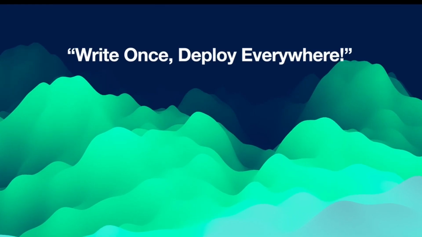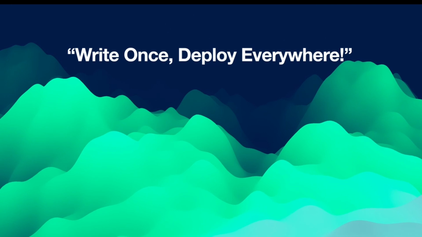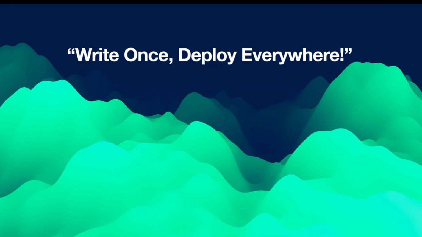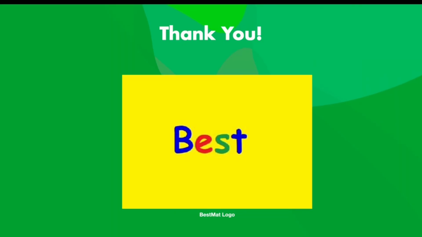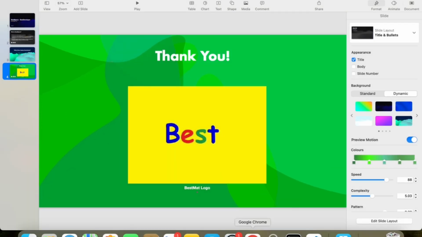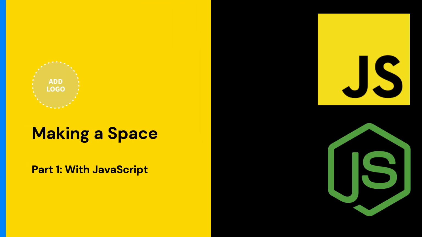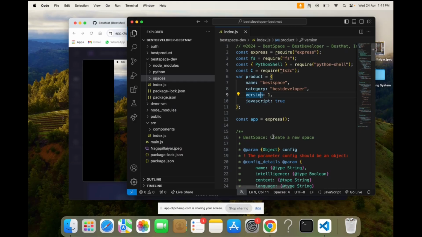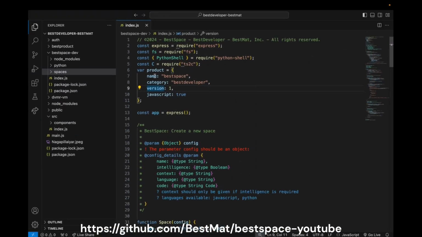As you can see, our project is quite similar to React Native, jQuery, where you can write once and deploy everywhere. So let's get started right now into the base of BestSpace. Okay, as you can see, here is the main source code for BestSpace. You can find it in my GitHub repository, which I'll give a link to in the description.